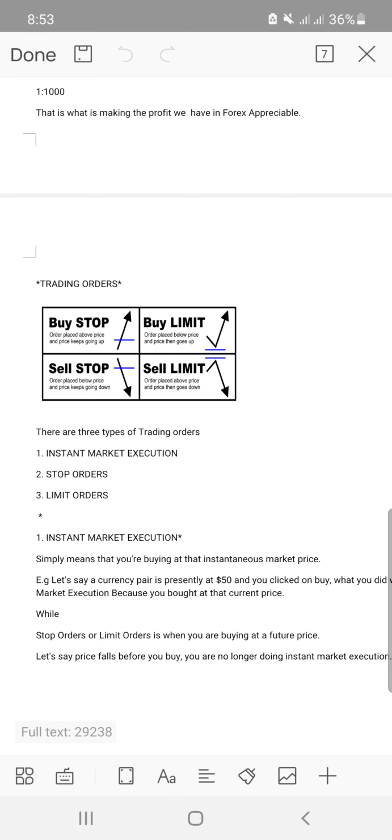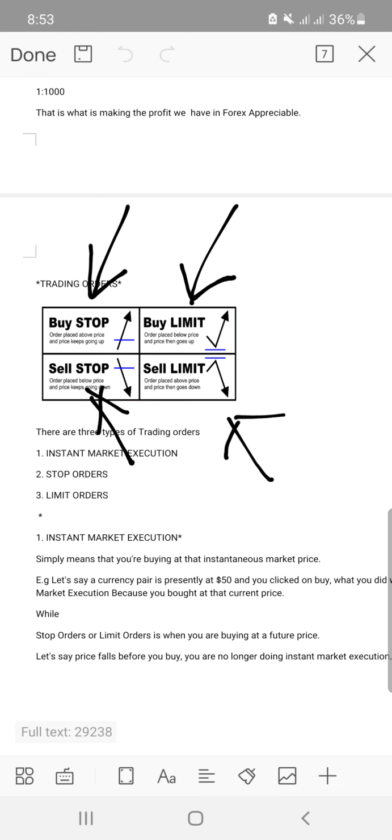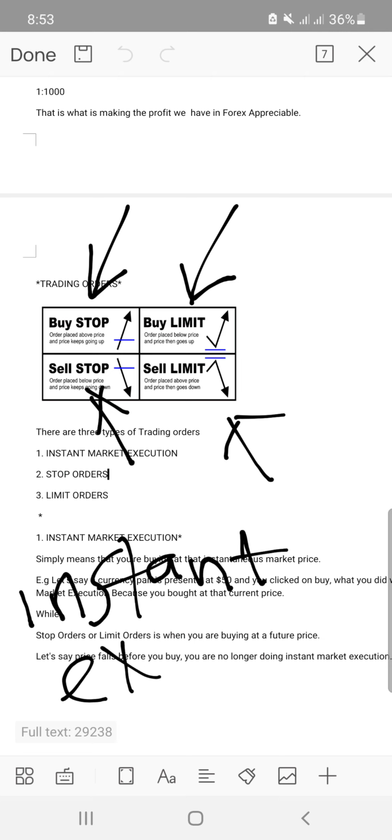Now, in trading orders, we have four main types of orders, or we call them pending orders. We have buy stop, sell stop, buy limit, and sell limit. Then we have what we call instant execution. Execution is when you enter a trade at the exact moment you see an opportunity.